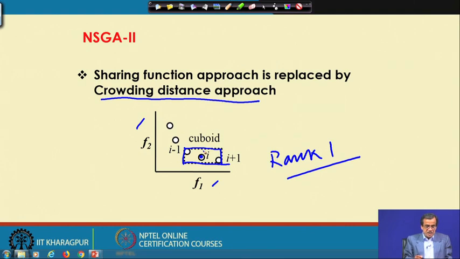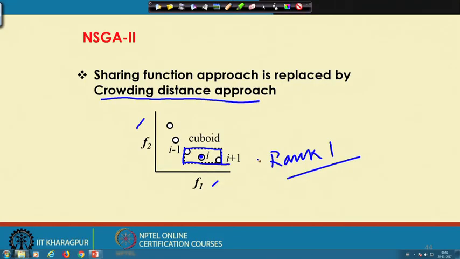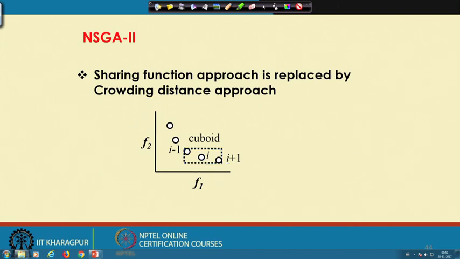The crowding distance value for the ith solution is nothing but the sum of the side lengths of this cuboid. By following the same principle, we calculate the crowding distance value for each of these points, and then we do the proportionate selection based on the crowding distance value. Now, let us see how to implement this particular concept.